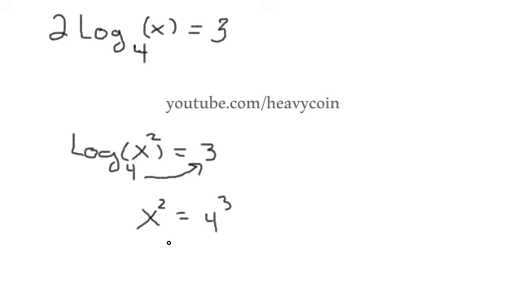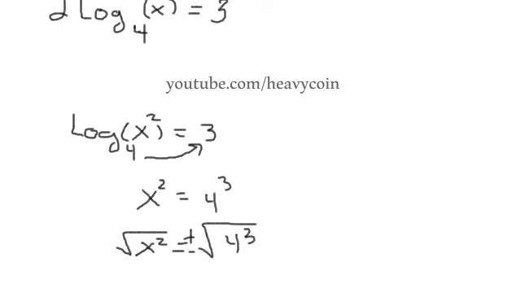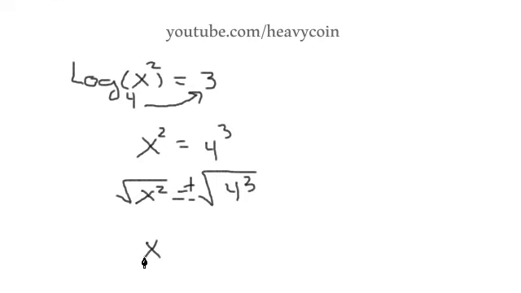All right, x squared. And now to get rid of this square, you simply square root both sides. And when we do that, we have to write a plus or minus over here. So we end up with x is equal to plus or minus the square root of 4 to the 3rd. So what in the world is that?